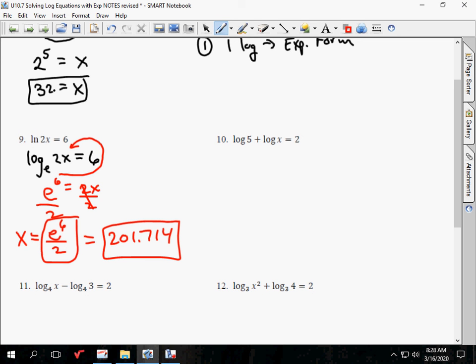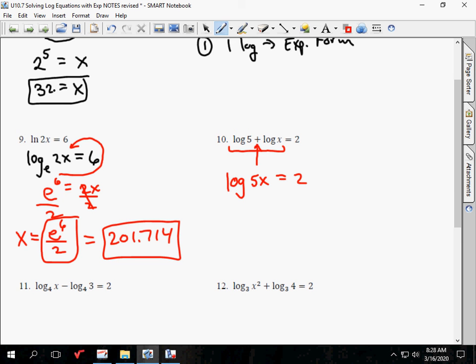All right, now if we have 2 logs on the same side, just like the other lesson, when there's 2 logs, you have to condense into 1 log. Now we have addition, so this will condense into a multiplication problem. 5 times x equals 2.